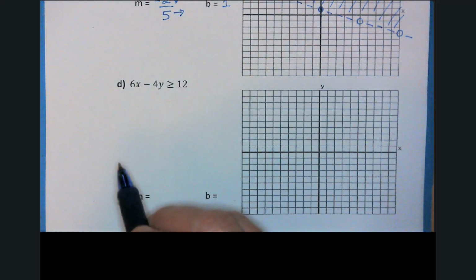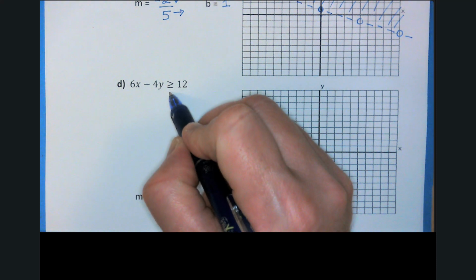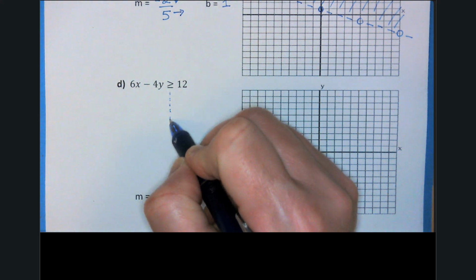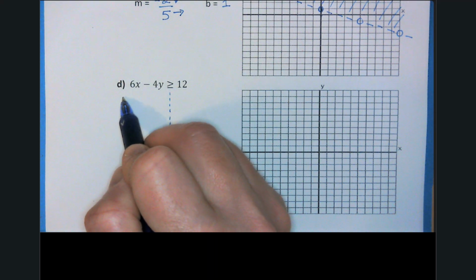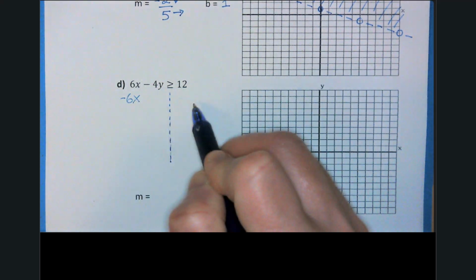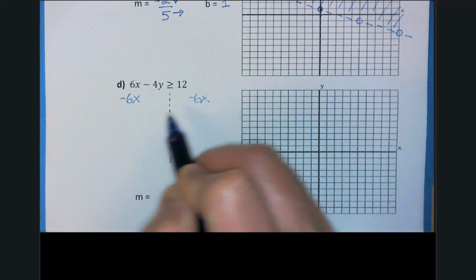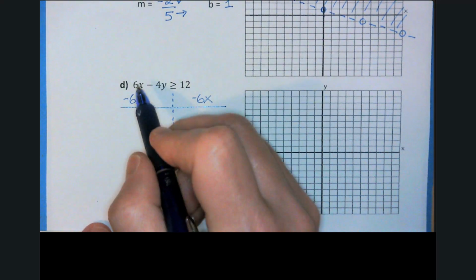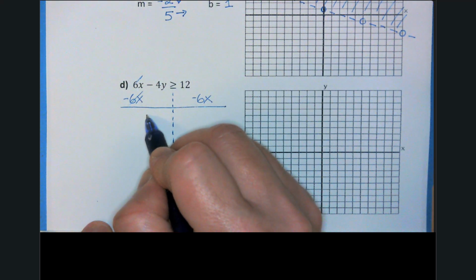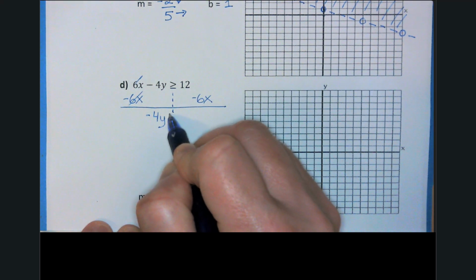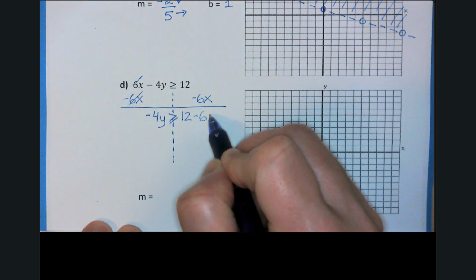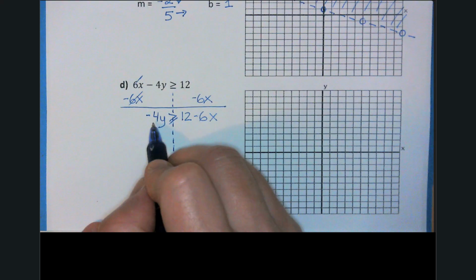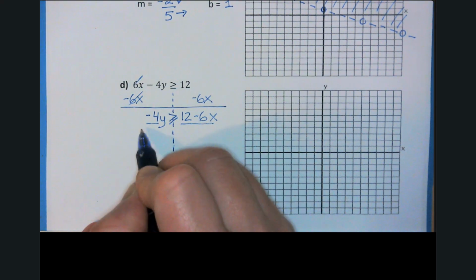The next problem is not as simple as the one before because the y is not alone. But that's no problem because we solved problems like this before. First thing we're going to do is get the y alone by subtracting 6x from both sides. The 6x cancel. I'm left with negative 4y greater than or equal to 12 minus 6x. Then we're going to divide both sides by negative 4.